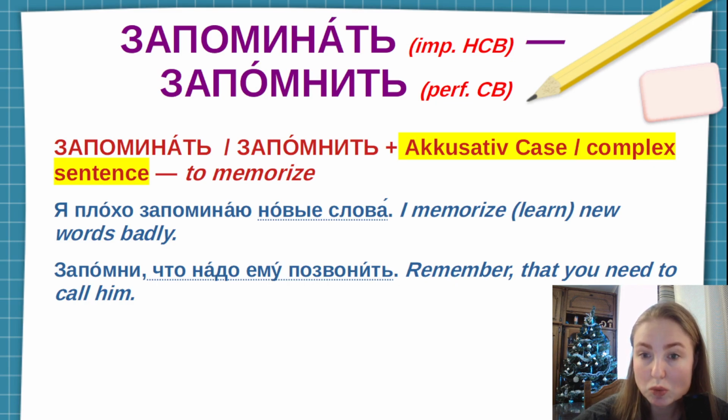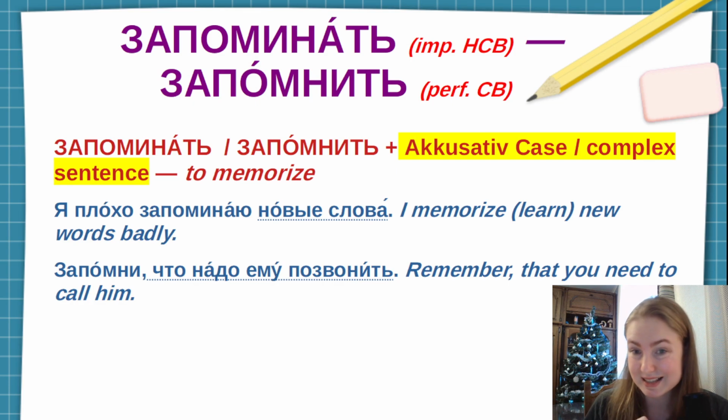Запомни, что надо ему позвонить. And запомнить is the second conjugation. So we change it like помнить. So я запомню, ты запомнишь, он, она запомнит. Мы запомним, вы запомните, и они запомнят. I hope that вы запомните этот урок. Я надеюсь, I hope, что вы запомните этот урок.